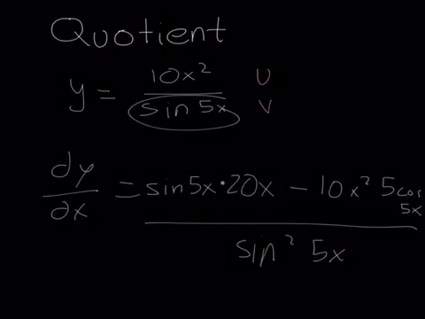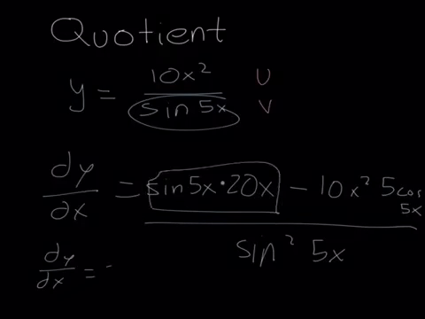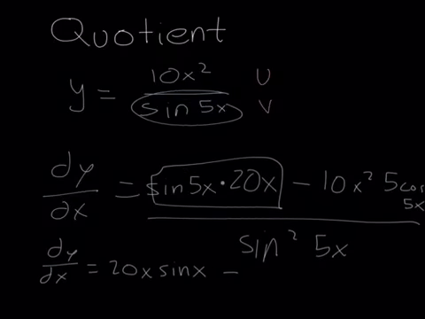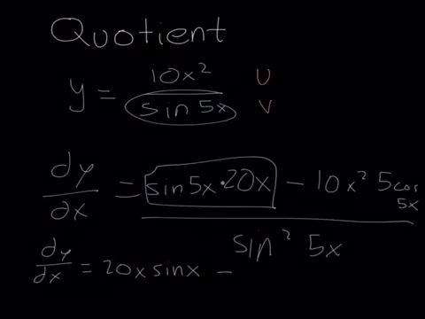Now I will put the final result, down here, dy dx is equal to, simplifying like terms. So here we have the 20x, you can unite this to be 20x sine 5x minus 50x squared cos 5x, and that is our final answer for the quotient rule example.